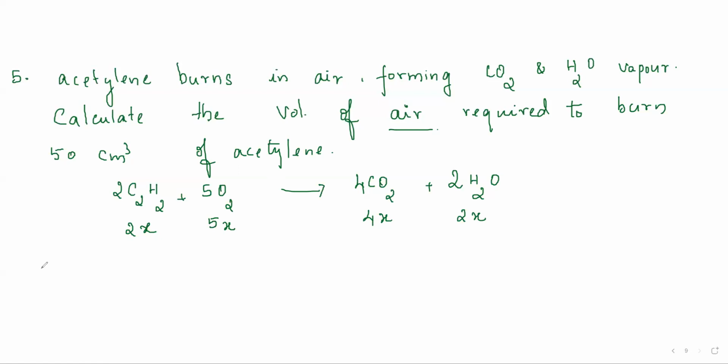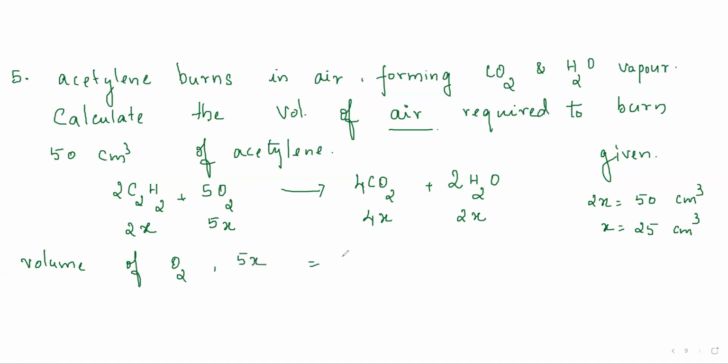All right, so what is given? What is given to us is 2x equal to 50 cm cube. So x is equal to 25 centimeter cube. So first of all, let us check how much volume of oxygen is needed. Volume of oxygen required is 5x, which is 5 into 25, 125 centimeter cube.